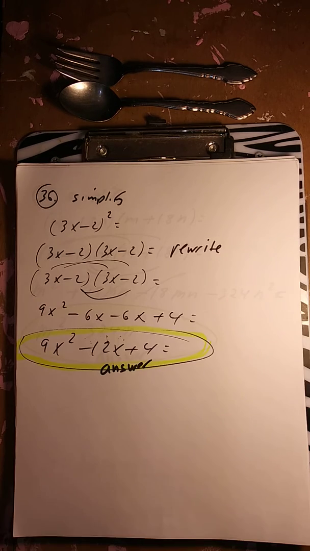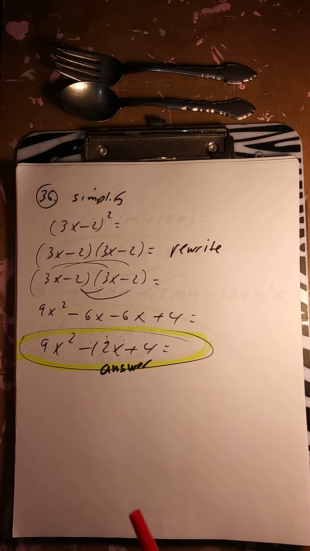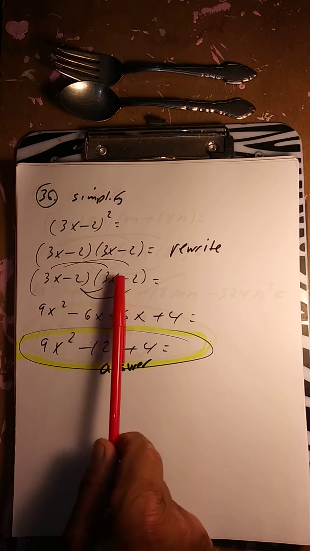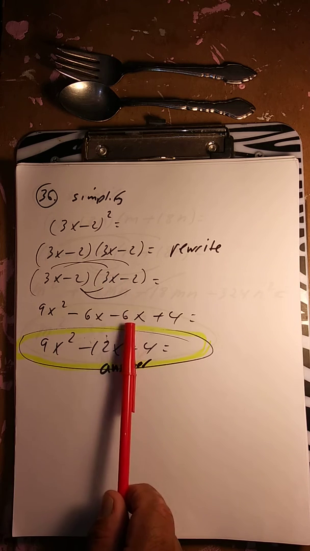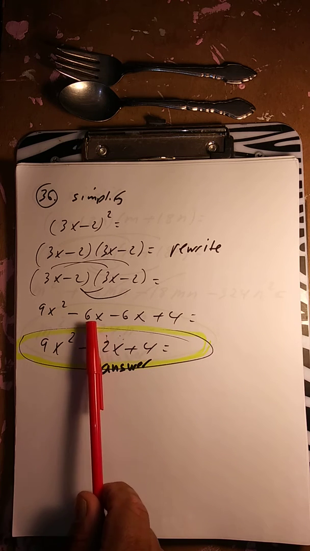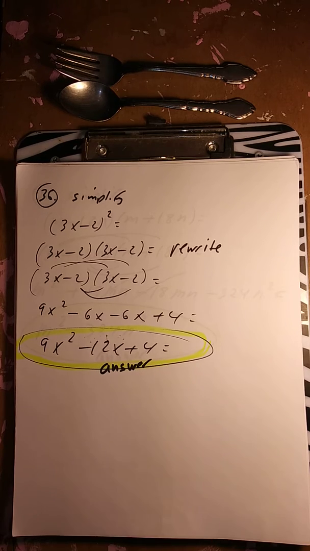Alright, next one. Simplify this. 3x minus 2 squared. Let's just do it twice. 3x minus 2, 3x minus 2, rewrite it. So now you have 3x times 3x, 9x squared. 3x times negative 2, negative 6x. That times that, negative 6x. And a negative times negative is a positive 4. 9x squared, negative and negative together is a negative 12x. So we have 9x squared minus 12x plus 4.